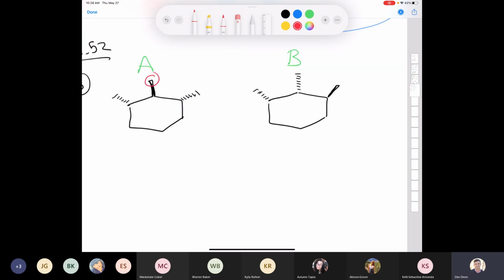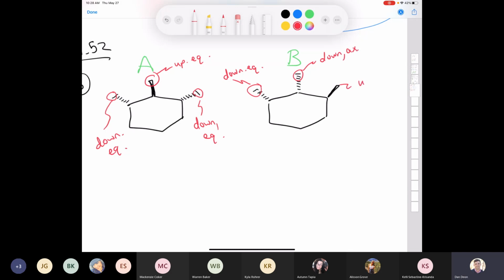If we start with this methyl group, and this is up and equatorial, what does that mean? When you go here, down is going to be equatorial, because up, down, up, down would alternate and they're always going to be equatorial. So that means that this would be down and equatorial, and this would also be down and equatorial. Whereas here, if this was down and equatorial, then this would be down and axial, and this one would be up and axial, wouldn't it? So then you've got two groups that are axial.